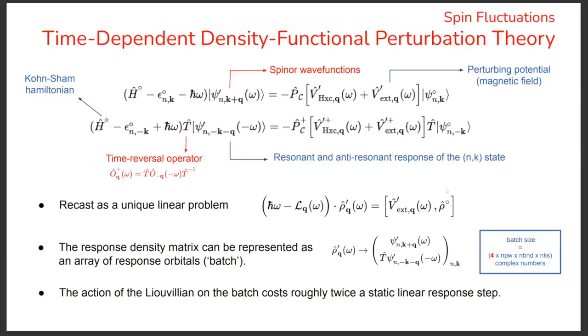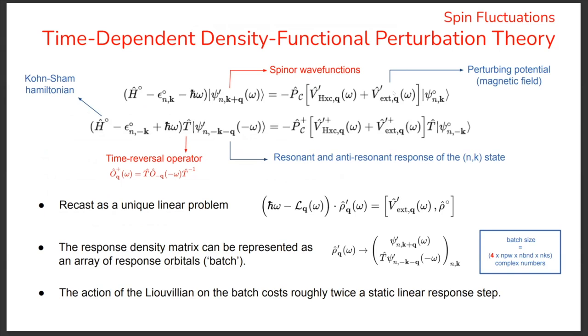Okay, so this is spin fluctuation. I will compute magnetic excitations in the same framework. So what changes? Well, it changes the external perturbation, because now this V is not a scalar field, but an external magnetic field. And so it also depends on the component, X, Y, or Z, you are inserting in the direction of the field you are using.